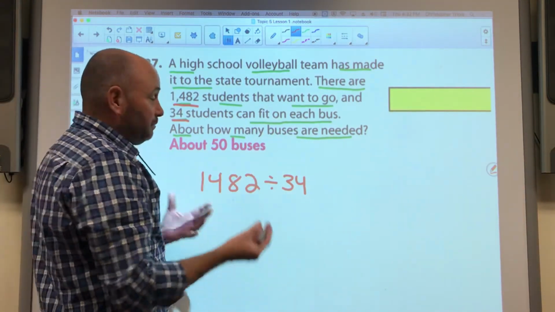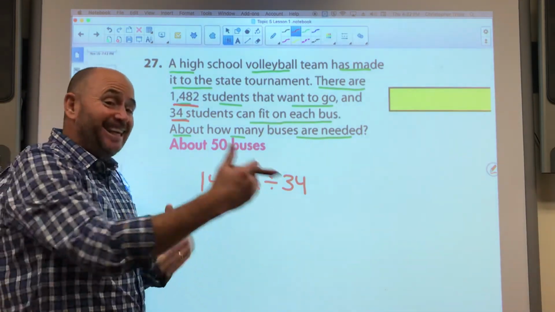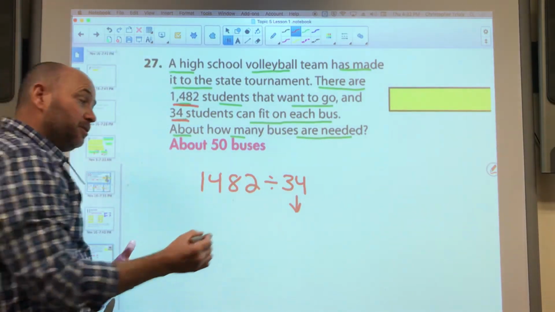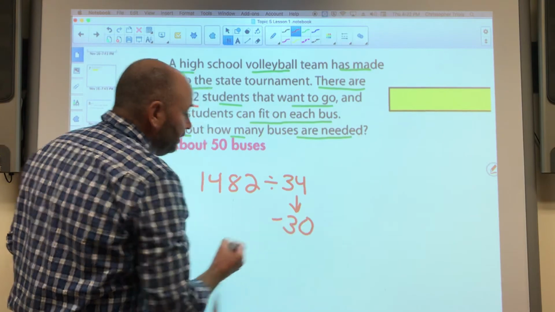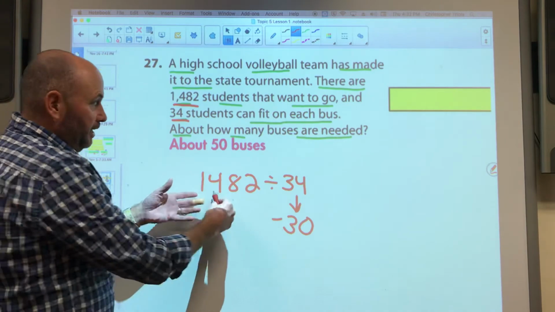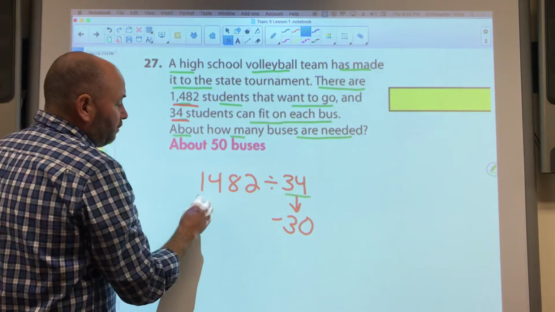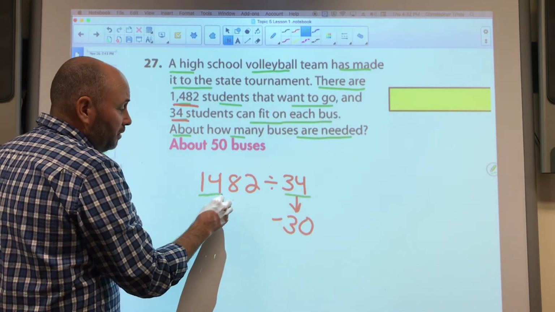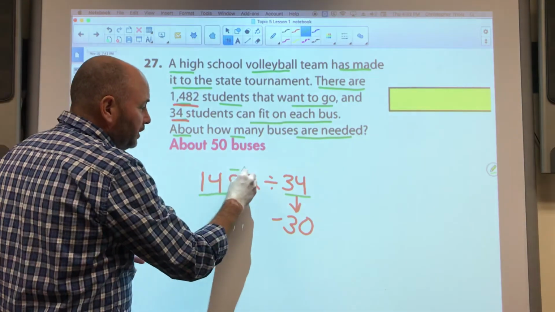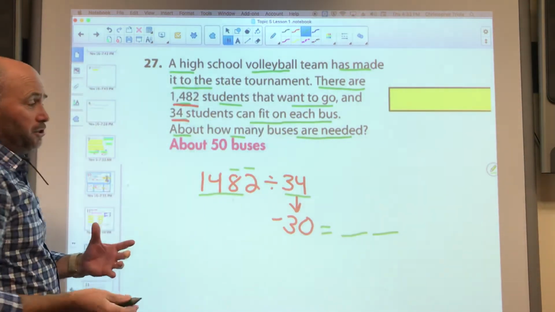Well, let's create some compatible numbers and figure out what those compatible numbers will be based on leading digit strategies. We're going to take that 34 and round it to 30. Okay? So now we're going to ask ourselves, well, okay, how many digits will there be in this quotient? Well, when we look at it, 34 won't go into 1. It won't go into 14. It will divide into 148 to begin our quotient. So we're going to have 2 digits in our quotient when we get our estimate.